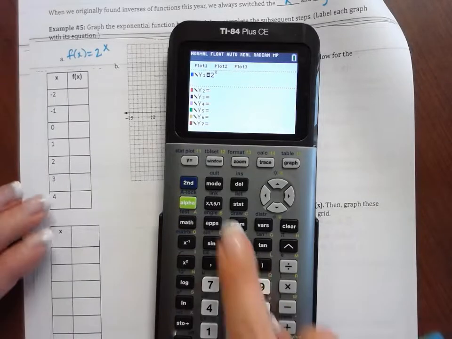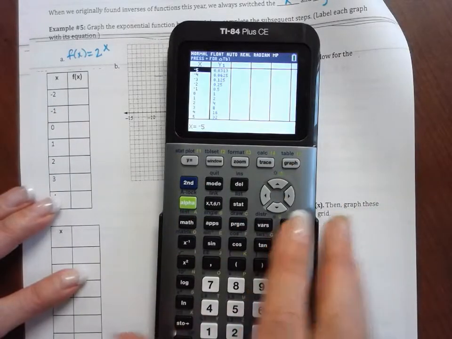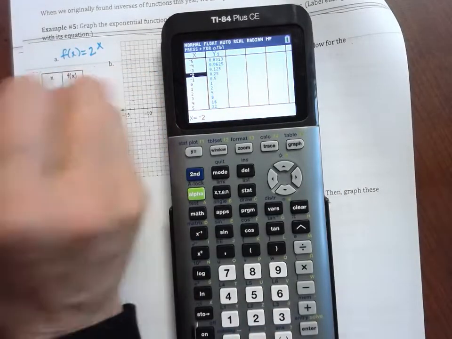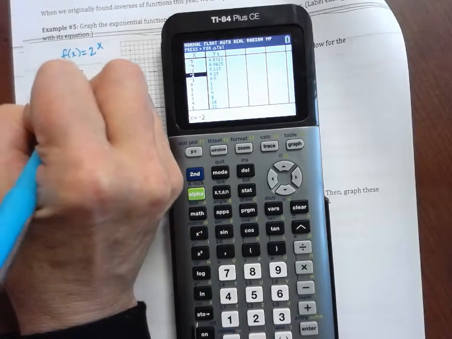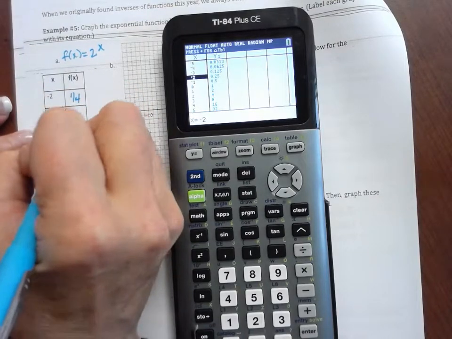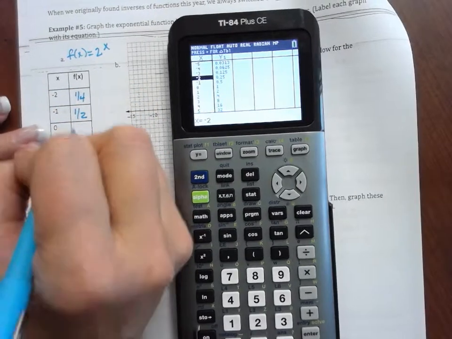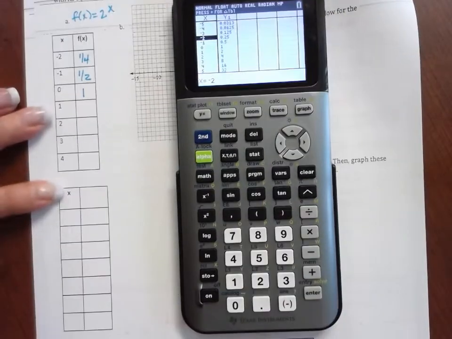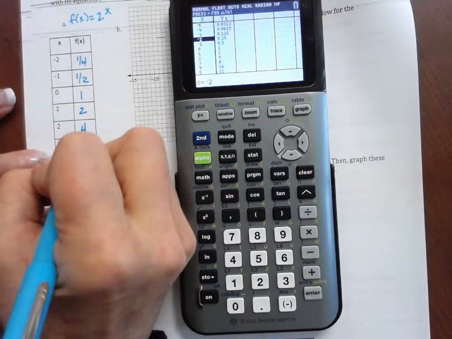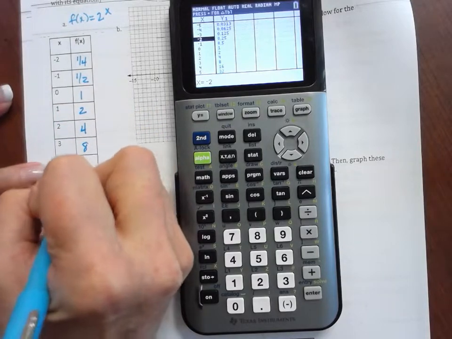right? And then I looked at my table and said, all right, at -2, I'm at 1/4, and at -1, I'm at 1/2. At 0, I'm always at what number? Yep, always at 1. And then at 1, I'm at 2, at 2, I'm at 4, at 3, I'm at 8, and at 4, I'm at 16.